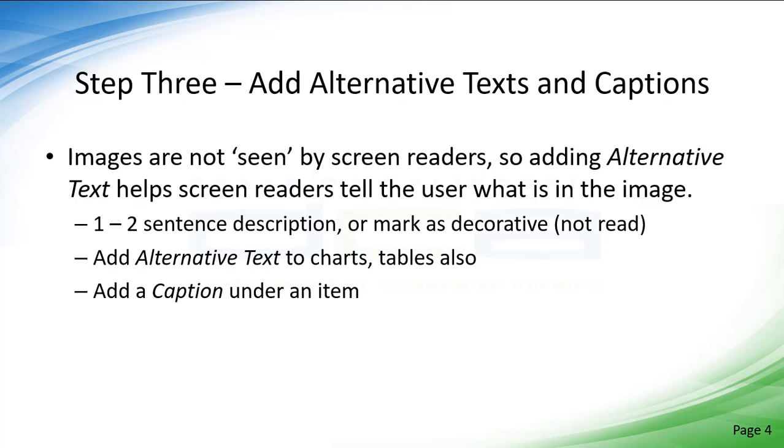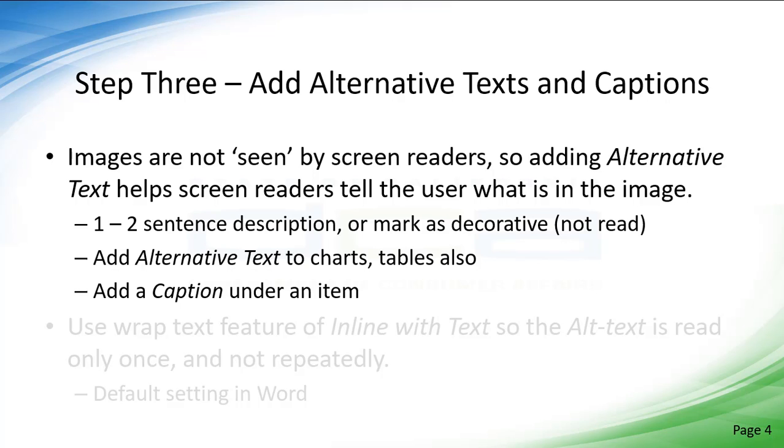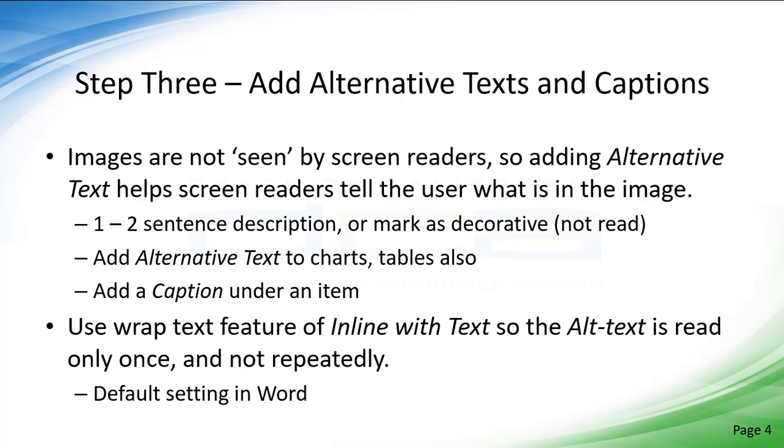They can also use alternative text to help describe the contents of what is inside of a chart and also what is inside of a data array set as a table. They can also add captions underneath each one of those items to help with the understanding as well. In addition, you want to make sure that the wrap text feature is set as in line with text, so that the alternative text that you're adding to your images is read only once and at the specific location where you would like it to be read and not repeatedly throughout a paragraph. The default setting is currently set to in line with text in Microsoft Word.